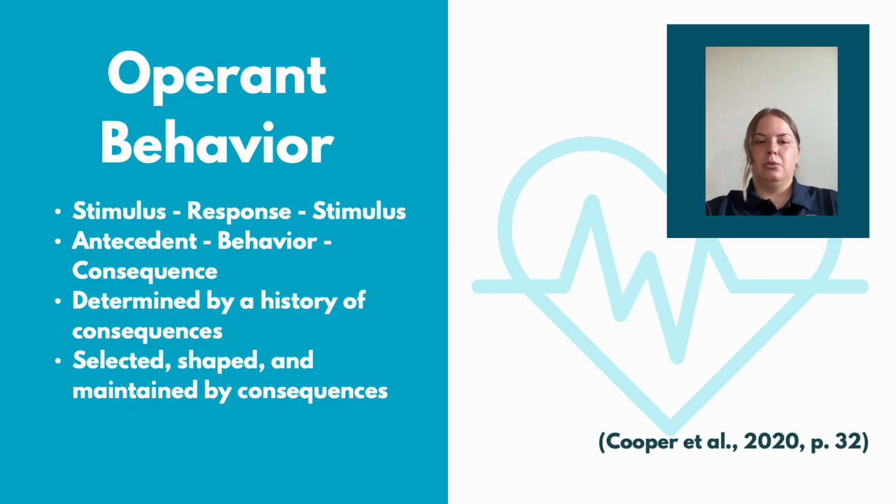So we've got our respondent behavior, which is what we just talked about, right? You walk out, it's really bright, you squint your eyes. Now we have operant behavior, and this is stimulus, response, stimulus. It corresponds perfectly with what we talked about of antecedent, behavior, consequence. The stimulus change is our antecedent, then we have our response or our behavior, and then we have another stimulus change, our consequence. And this is determined by a history of consequences. So these are learned behaviors because they're determined by a history of stimulus changes that have followed that behavior. Operant behavior is selected, shaped, and maintained by consequences. We'll talk a little bit more about this.